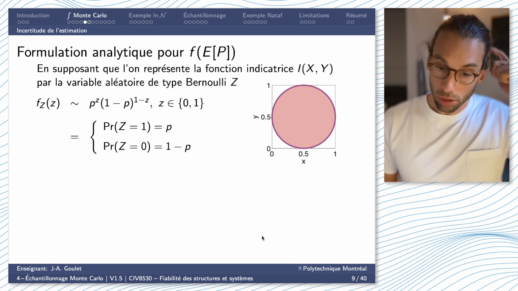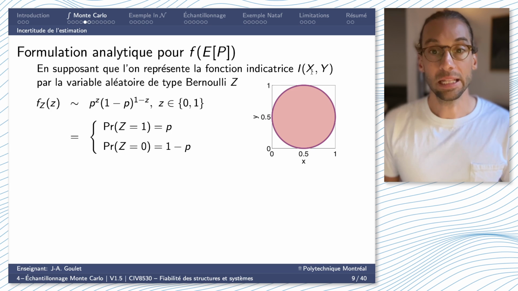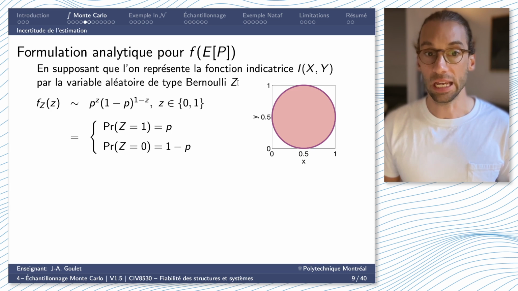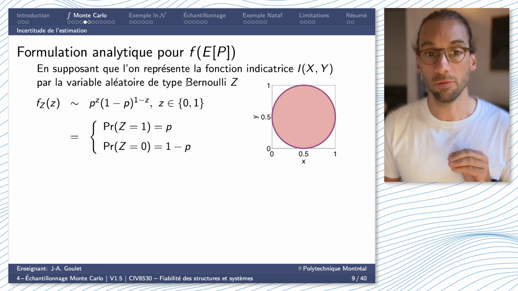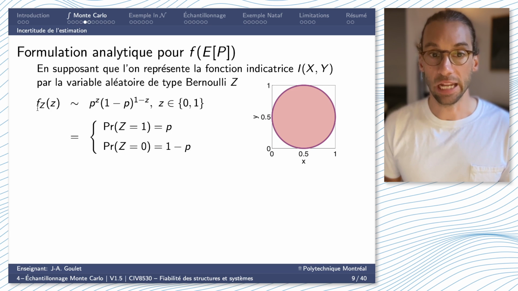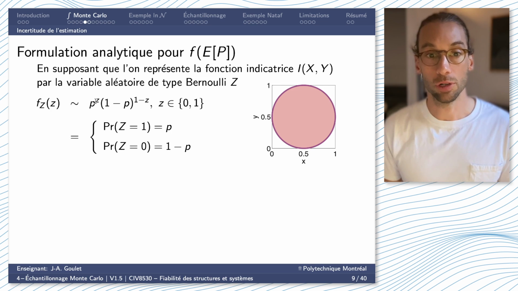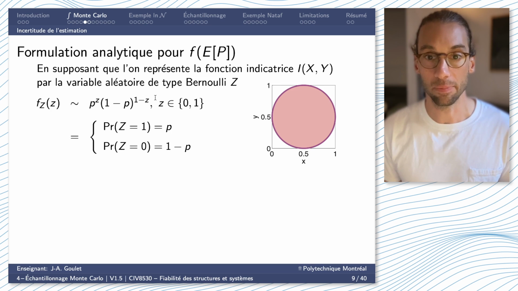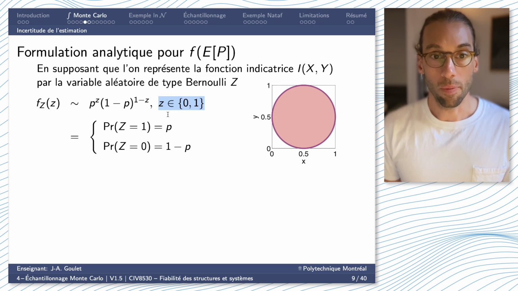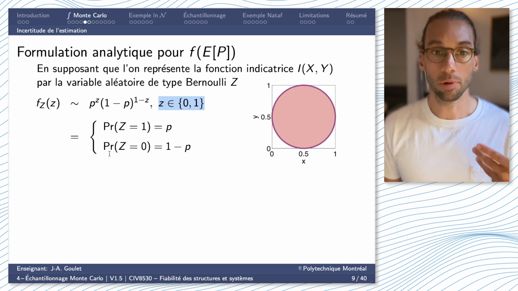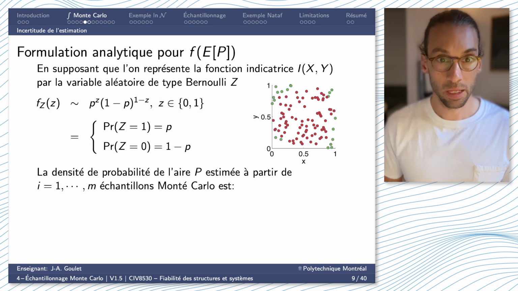So to do this, let's look again at our indicator function I. That's now going to be modeled by a random variable z. That's going to be a Bernoulli random variable, so that we can model the probability density with the probability that we're trying to estimate. In this case, it would be the area of the circle, p, to the power z, the outcome of that random variable representing my indicator function, and 1 minus p, the complement of the area, to the power 1 minus z, where z here can be 0 or 1. So if we represent this, the probability that z equals 1 is p, and the probability that z equals 0 is 1 minus p.